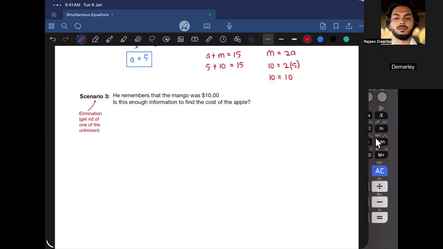Yes, you can. Remember, both the apple and the mango together were $15. If he remembers that the mango was $10, he could easily find A. So I would say A plus 10, because he remembers that the mango was $10. And if I want to find A, I would just subtract 10 on both sides. So A would be equal to 15 minus 10. Tell me if I confuse it there.